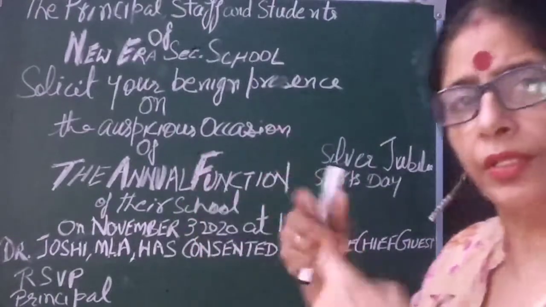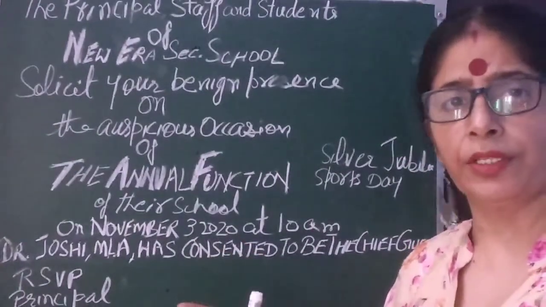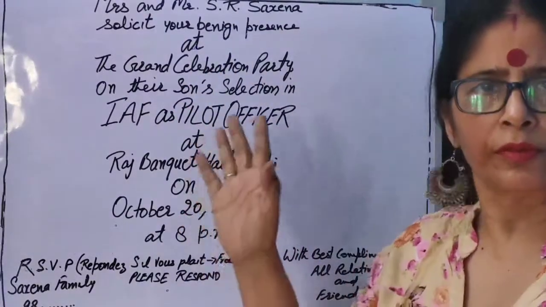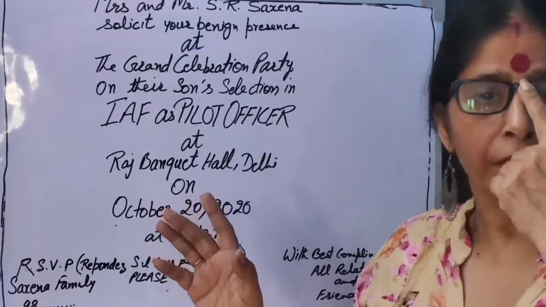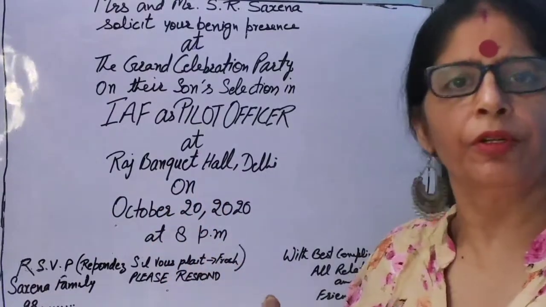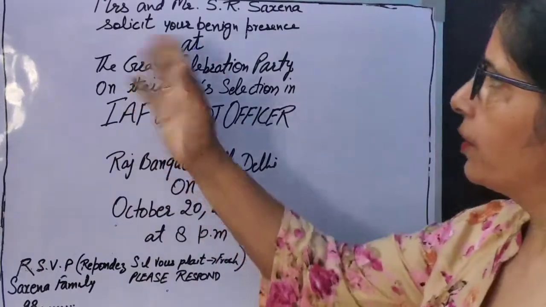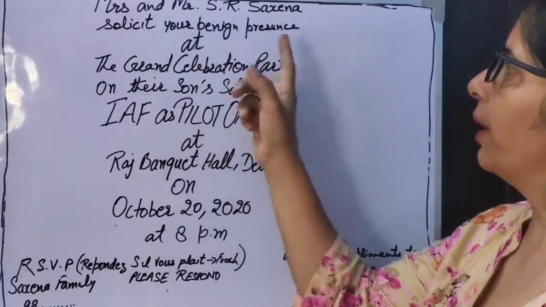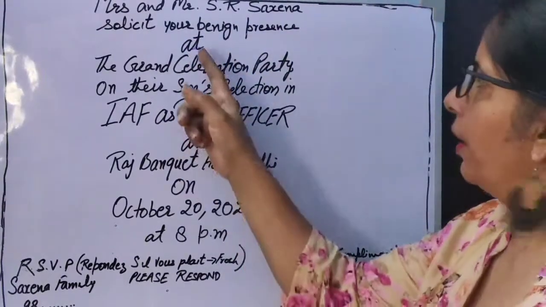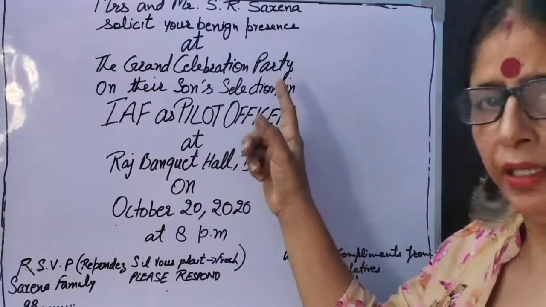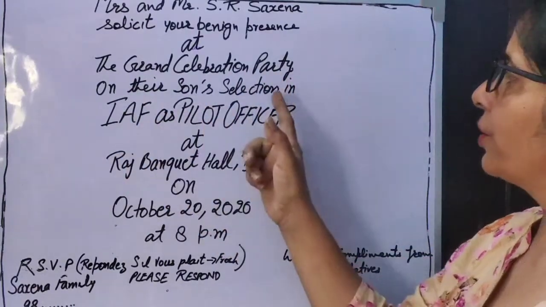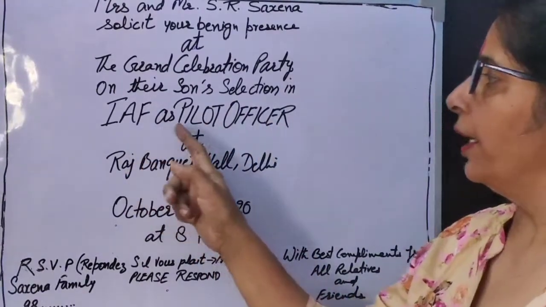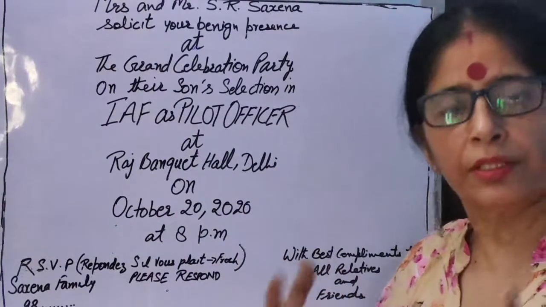Now see the next example of an invitation when your son is selected somewhere. This is the third kind of invitation, when we have some small occasion but still want to throw a party. The same way we have to write: Mrs. and Mr. S.R. Saxena solicit your benign presence. Now what is the occasion? At the grand celebration party on their son's selection in IAF as pilot officer, Indian Air Force, as pilot officer. Because this is the special thing.